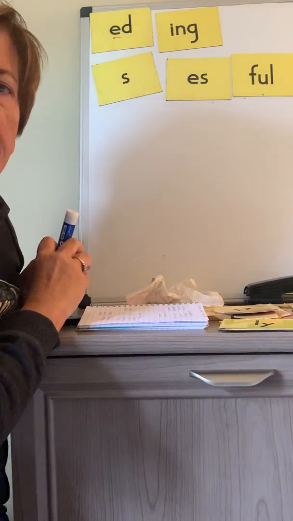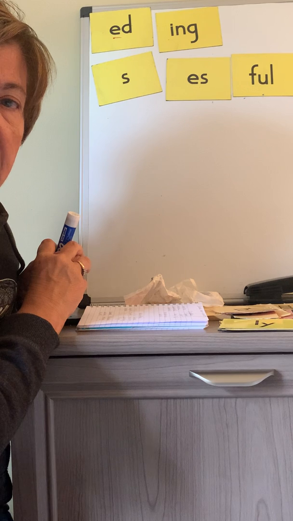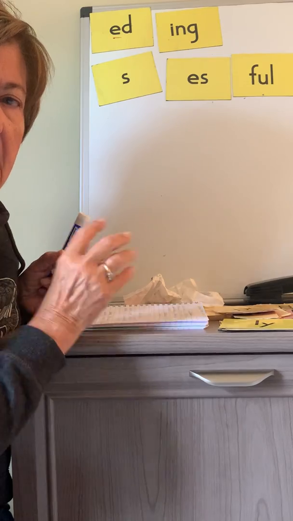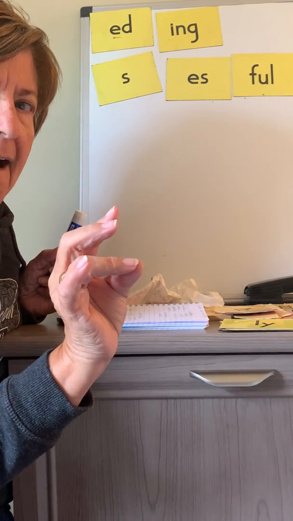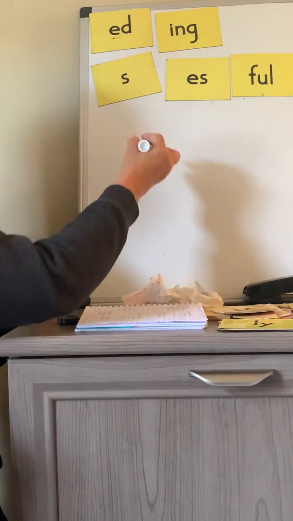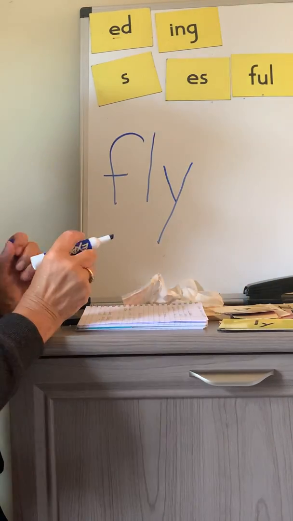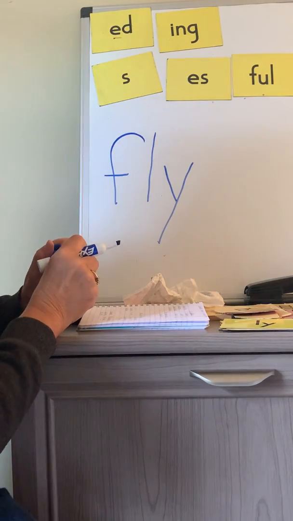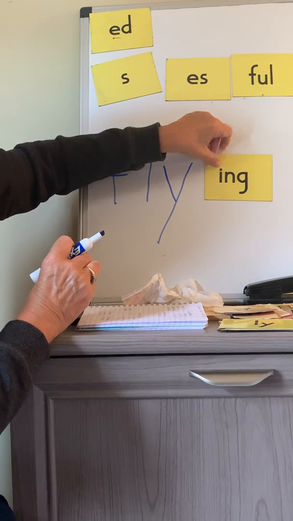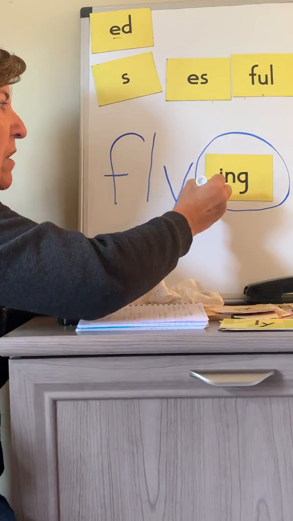This one is the word flying. Flying. Does flying have a suffix? Yes. What is the base word? Fly. F, l, I. I hope you know what's making that long I sound. F, l, I. It's a Y. How do I make flying? I'm just going to add the ing. Flying. Put the ing in a black hole.